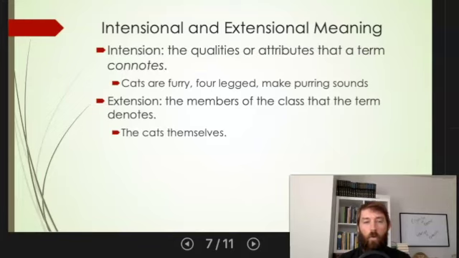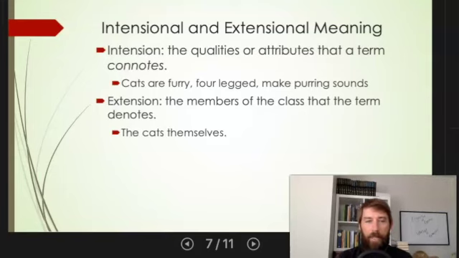And denotes, or denotation, refers to something out in the world. So connotation has to do with what's in their mind. Denotation is out there in the world that you can point to. So when I hear the word cat, what comes to mind is the connotation: furry, four-legged, purring, likes milk, those kinds of things. The extensional meaning, on the other hand, is the cats that we can point to out in the world, the members of that class that the term denotes. Okay, so that's the difference between intention and extension.